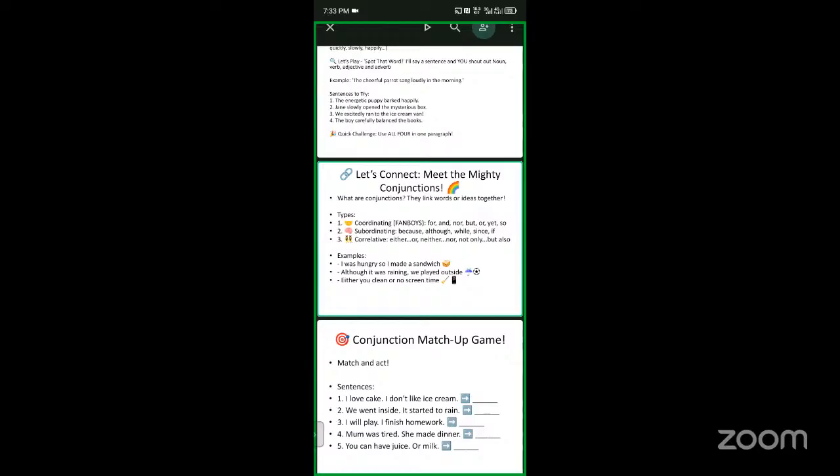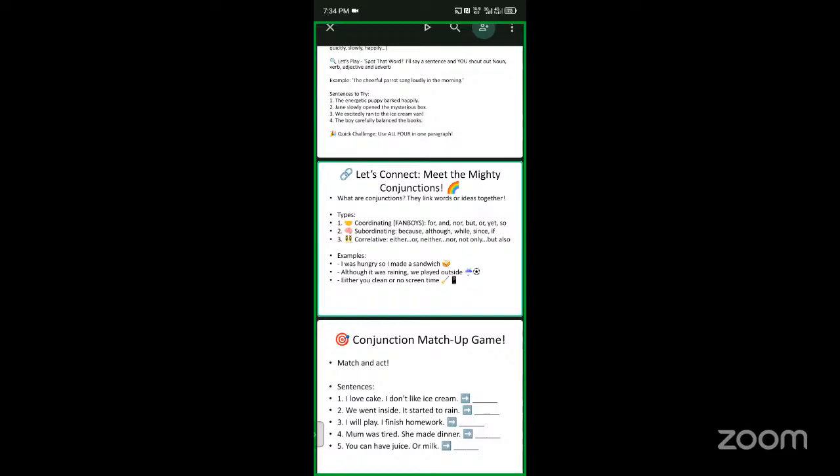So look at the second one. That's for subordinating conjunction. Remember, the first one is two main ideas, two main clauses. I was hungry. I made a sandwich. Both of them make sense on their own. Everybody understands what you mean.